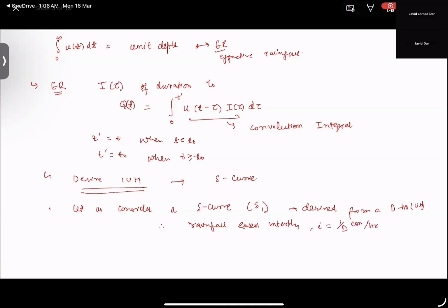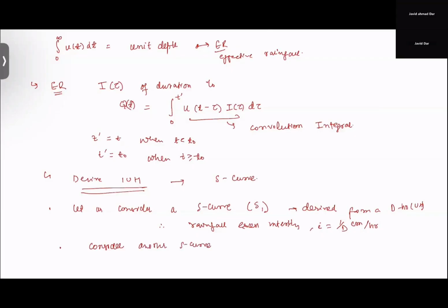There are different ways. One way is that we can derive it using the S-curve. There are some steps which we need to follow to derive the instantaneous unit hydrograph, given that we know the S-curve of that catchment or the storm. So let's consider an S curve S1.